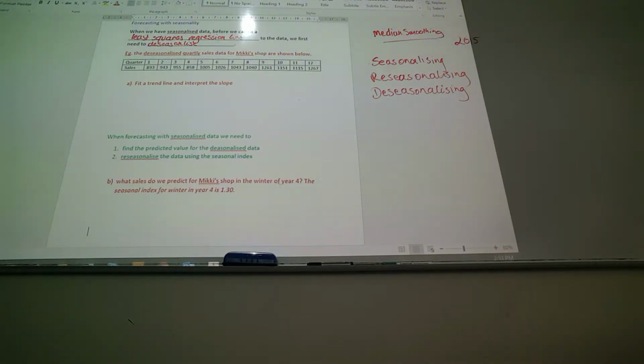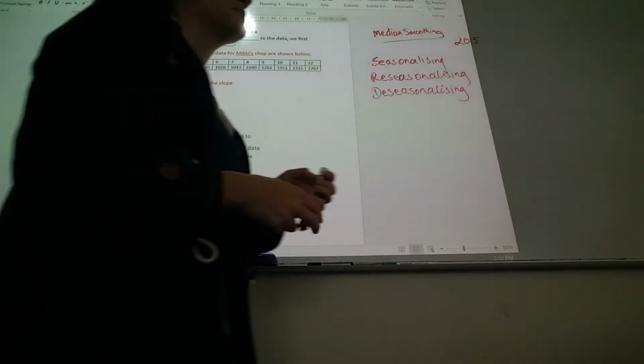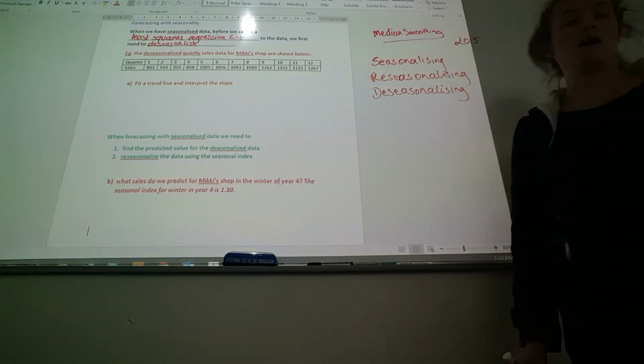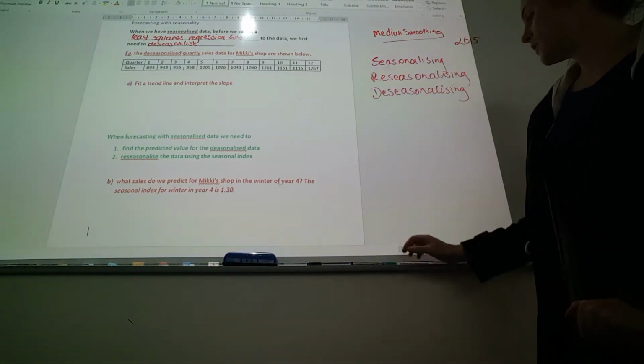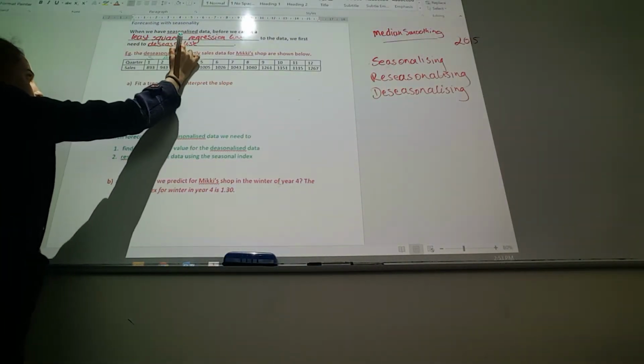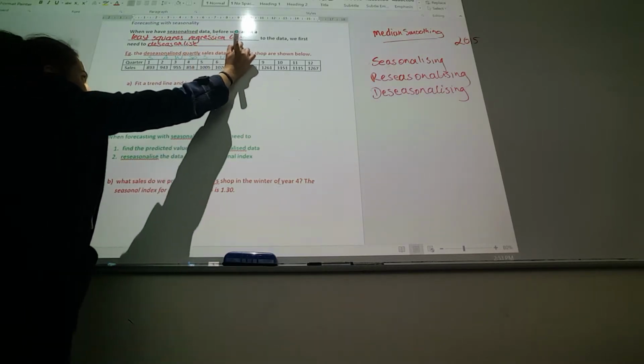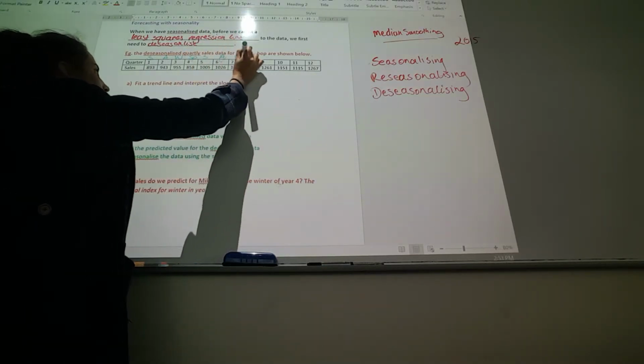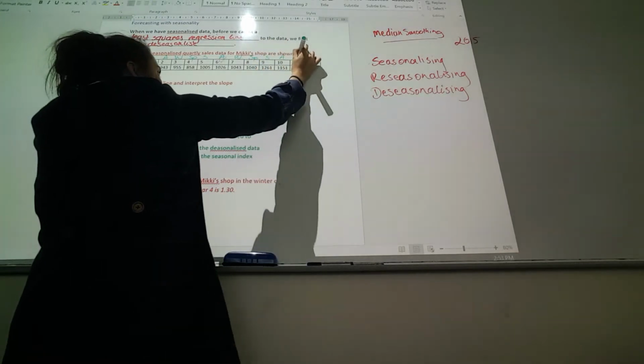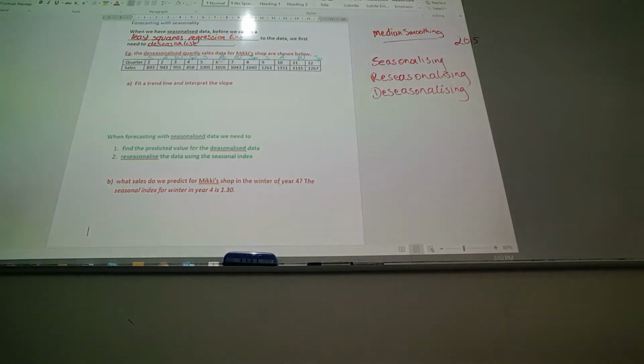Alright, so the deseasonalised quarterly sales data for Mickey's shop are shown below. I think we looked at some of Mickey's data yesterday, but this is just different data. So we were talking about summer, autumn, winter, spring, and so on. This is sort of a continuation from yesterday. Making sense? Girls who weren't here when we did this, if you're confused, I'll catch you up.